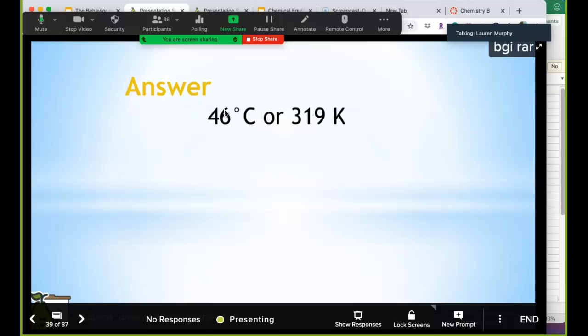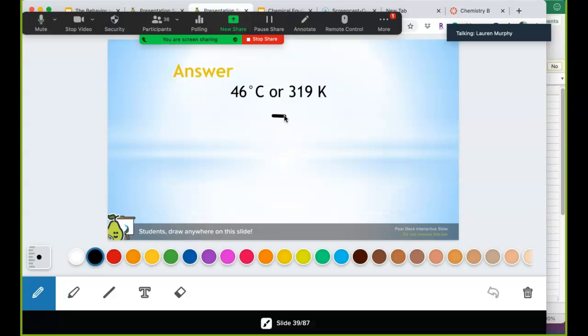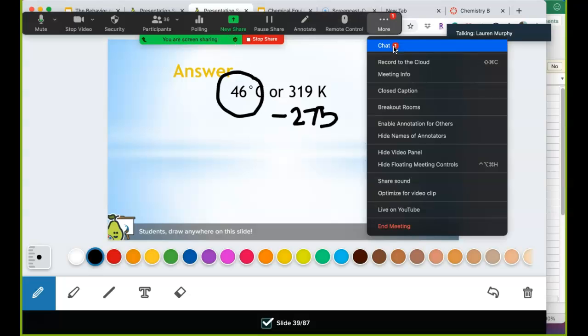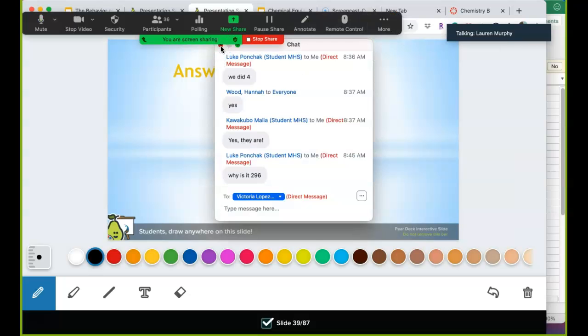So 319, and if I asked you to convert it back to Celsius, you would subtract 273. So to get to Kelvin, you add 273. To get to Celsius, you subtract 273, and that would be 46 Celsius if you were to go back to Celsius.